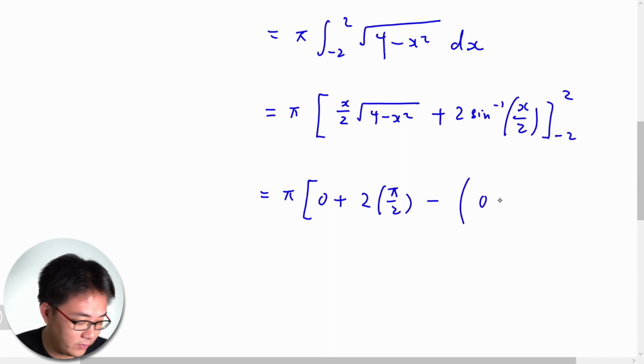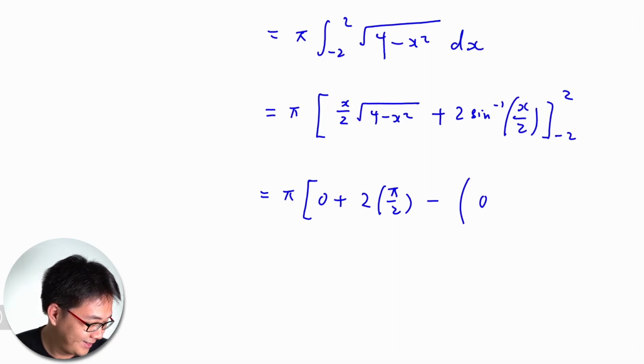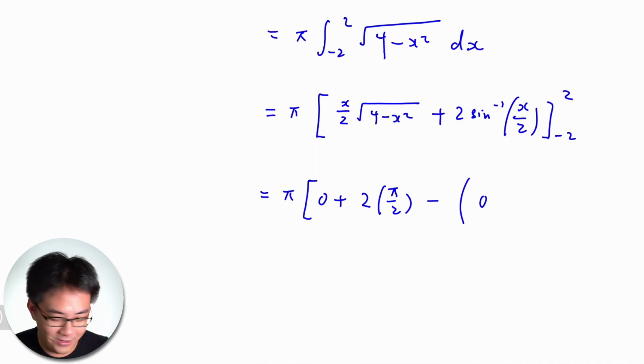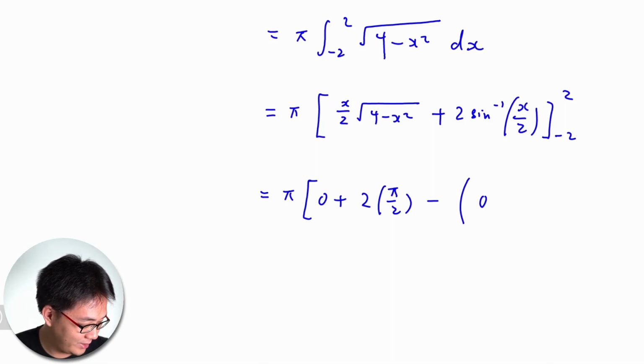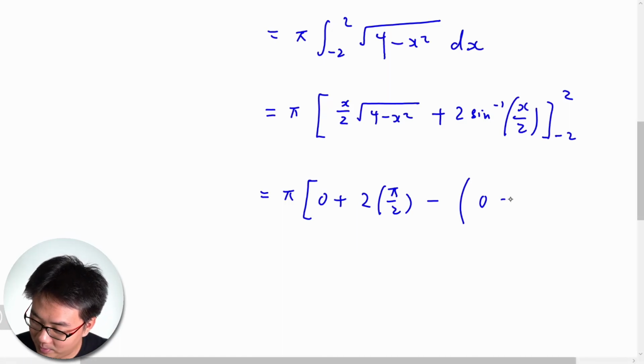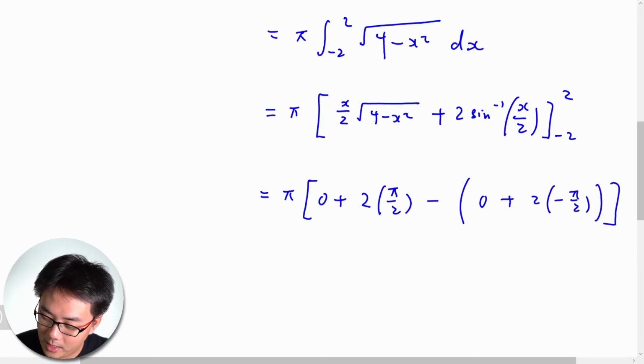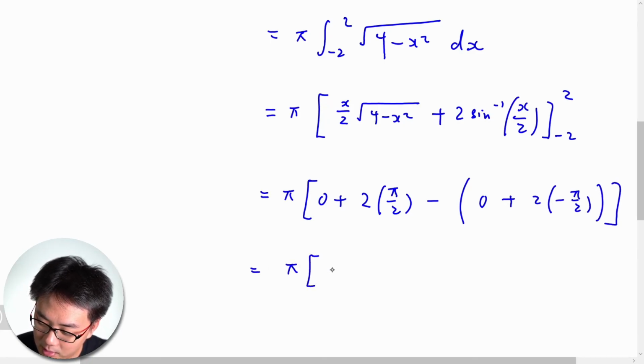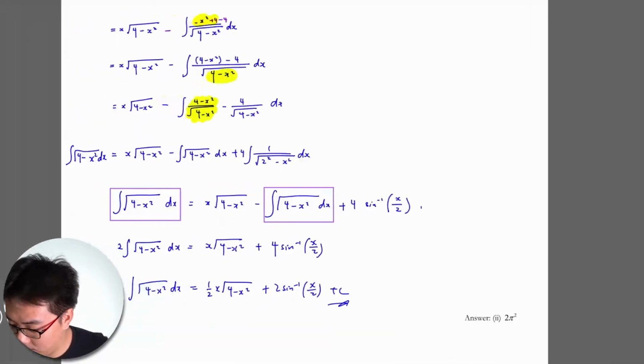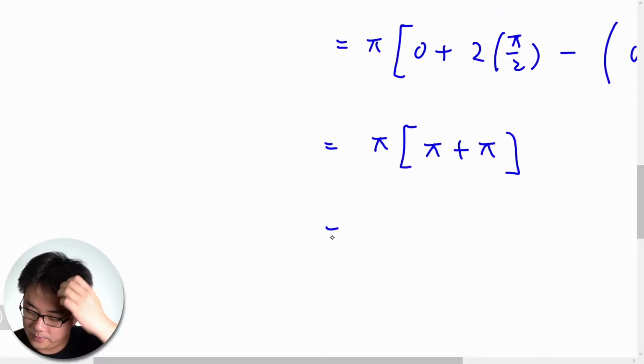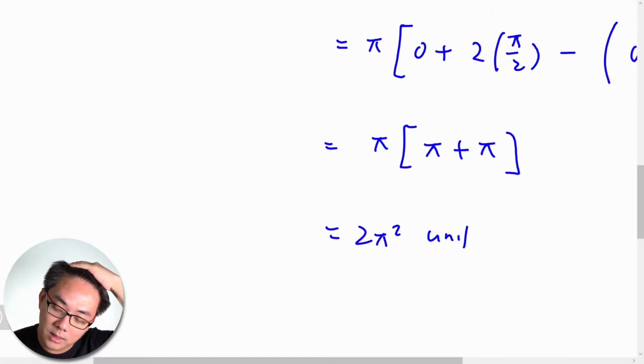Oh, that's quite fun. Sine inverse negative 1 will be negative 90 degrees, negative pi over 2. Okay, so it will be plus 2 times negative pi over 2. So this will be pi plus pi squared. Yeah, 2 pi squared. Okay, that's how we do it.